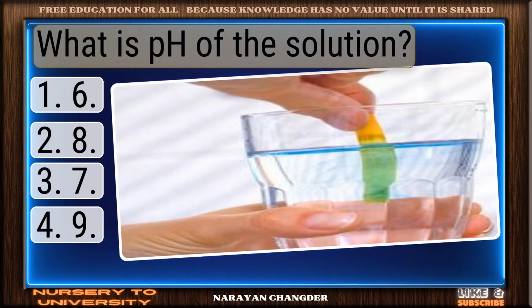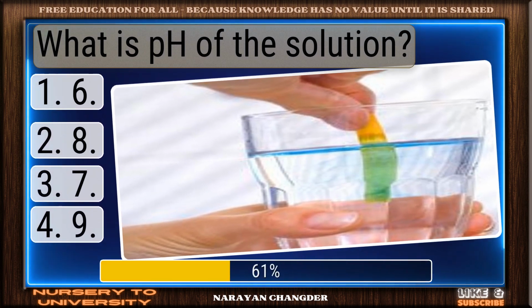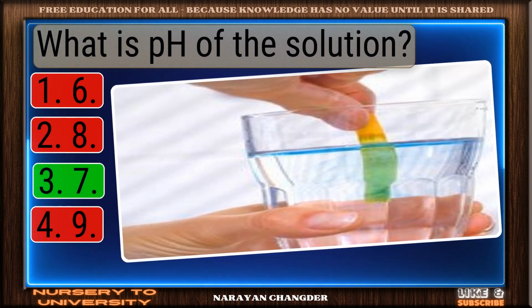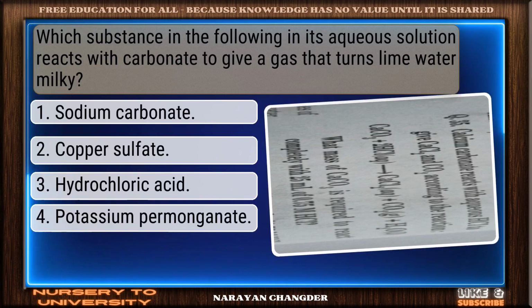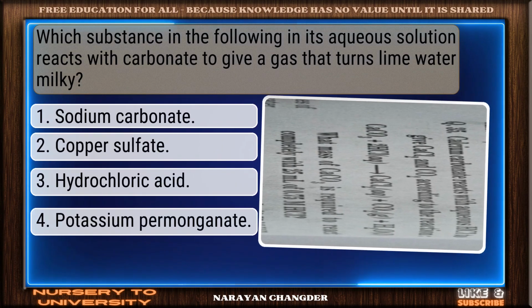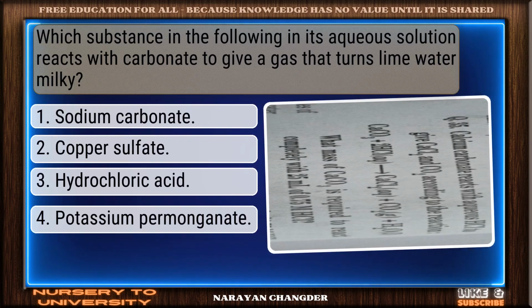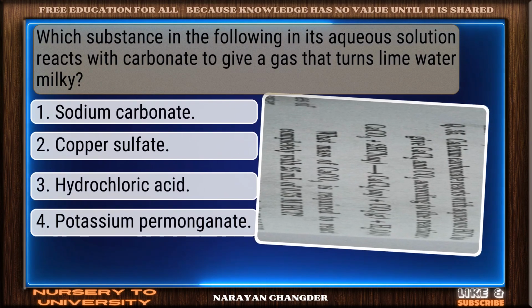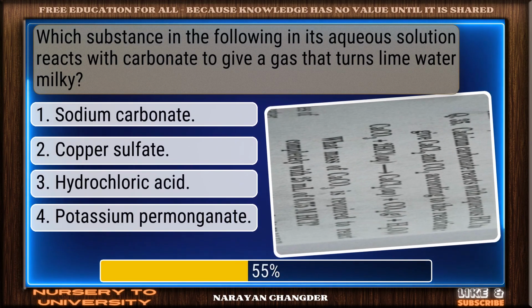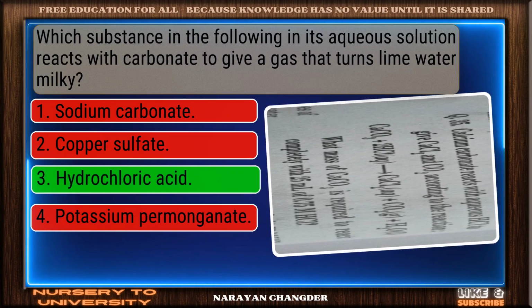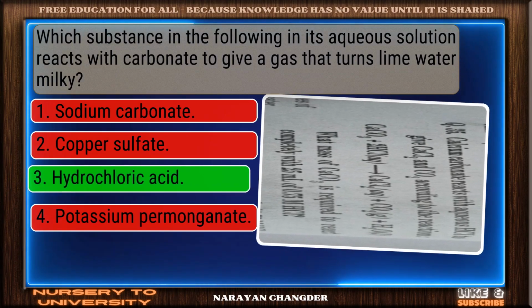What is the pH of the solution? Bravo, 7 is the answer. Which substance in the following in its aqueous solution reacts with carbonate to give a gas that turns lime water milky? Nicely done. Hydrochloric acid is solid.